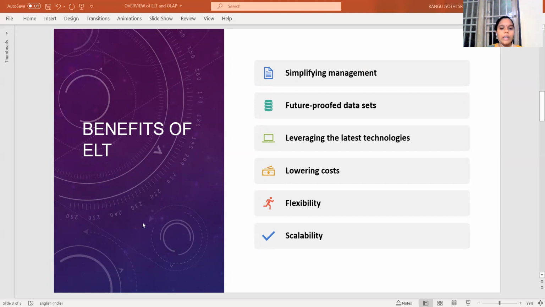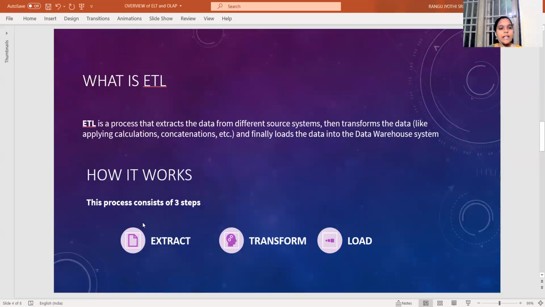Next, going to ETL. What is ETL? ETL means extract, transform, and load. It is a process that extracts data from different source systems, then transforms the data by applying calculations, concatenations, etc., and finally loads the data into the data warehouse system. Let us understand this more clearly by using the three steps involved in it.